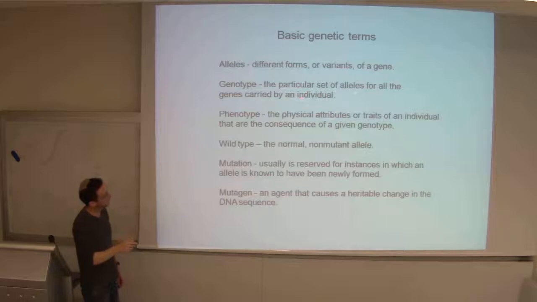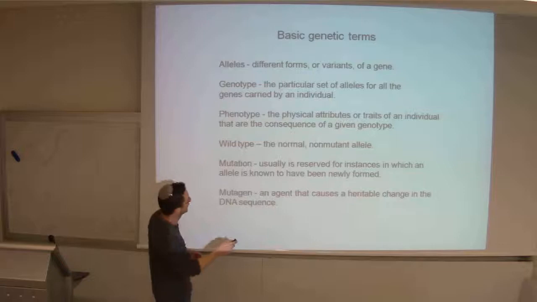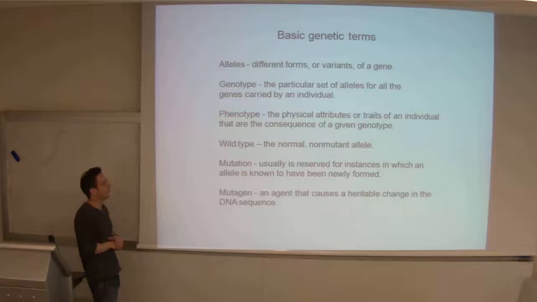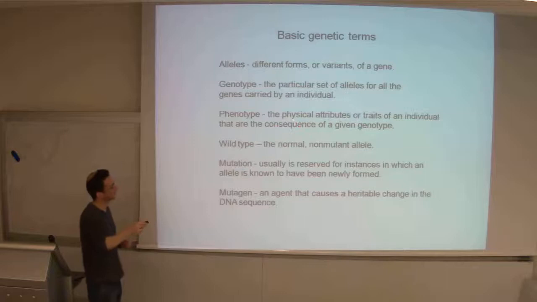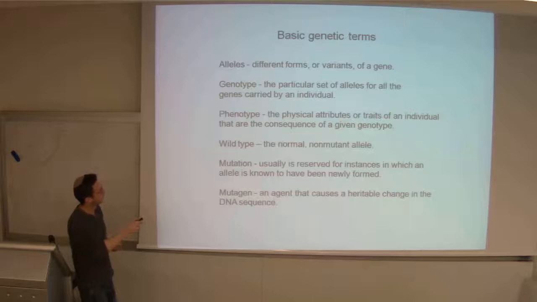Genotype is a particular set of alleles, or a particular set of specific forms of genes, that an individual has. And the phenotype is the particular set of physical attributes or traits that an individual has. And it is thought that the phenotype is the consequence of the genotype. So again, genotype gives rise to the phenotype. The set of alleles gives rise to the set of morphological, behavioral, whatever characteristics that an organism has.